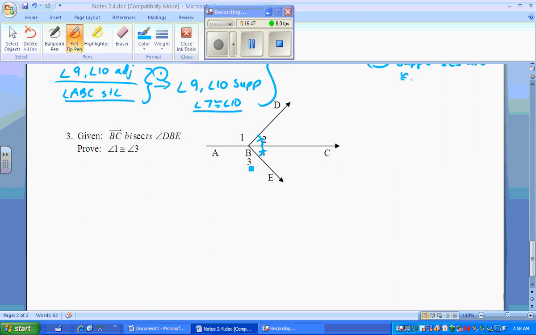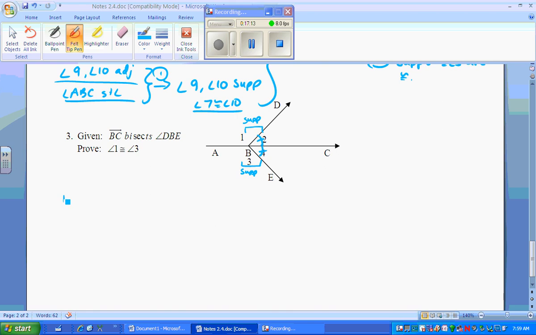So let's look at our picture. Very similar to the picture before, where 1 and 2 are adjacent. They're also creating line ABC. So these are supplementary. Angle 3 and 4 are adjacent, and they're creating a line. So they're supplementary. So we can do a very similar proof and say the supplements of congruent angles are congruent. So then the leftovers 1 and 3 have to be congruent.